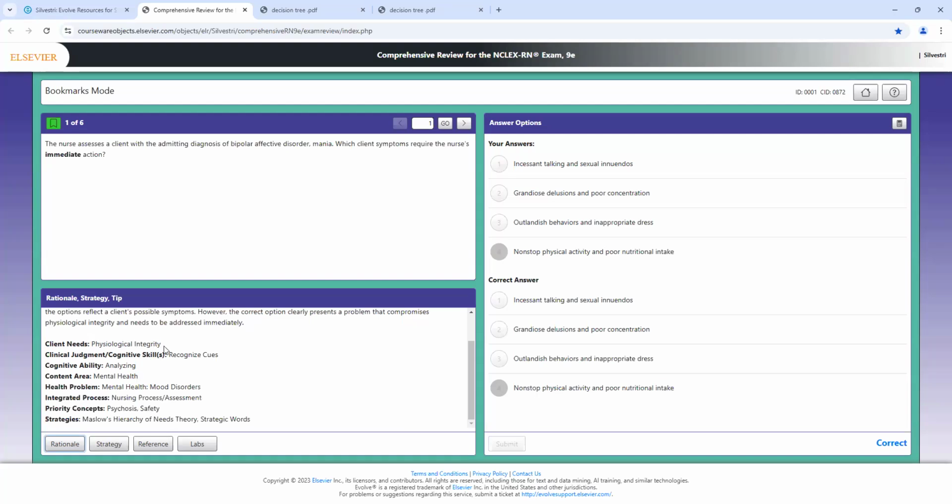The client's need is physiological integrity. So that's how we know it's at the top of the list, a top physical need, okay? Cognitive ability. What does that look like? That's your Bloom's taxonomy. So this question was testing your ability to analyze the information to pick out what will be the priority action for this client. Okay, the content area is mental health with mood disorders, and it's addressing their safety. Okay, all right, let's keep going.